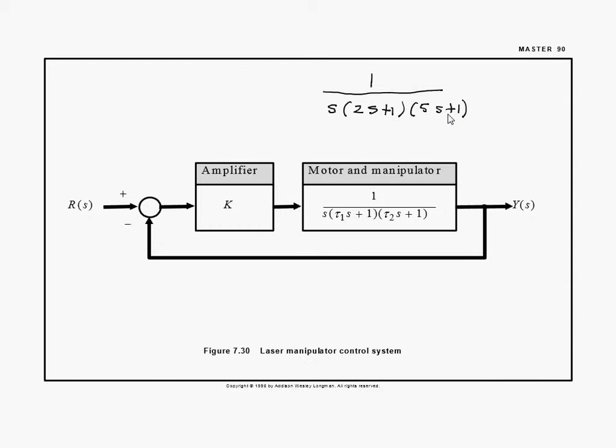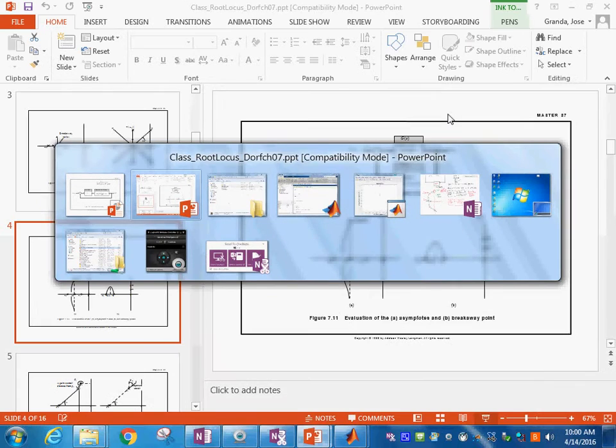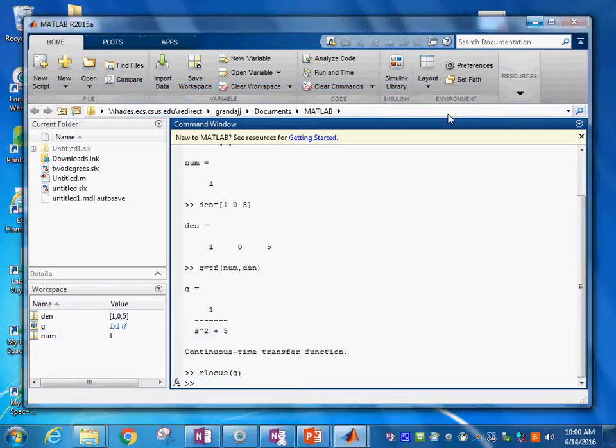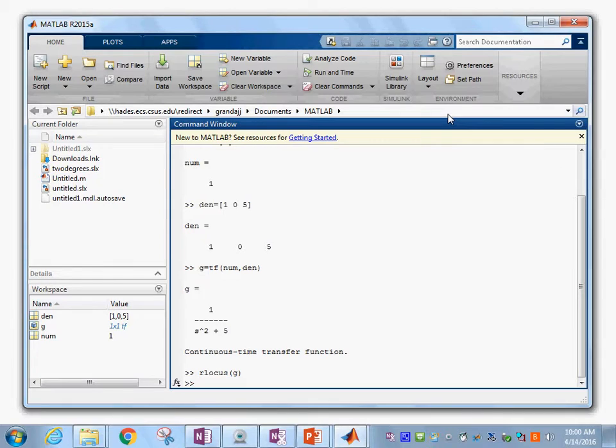So I'm going to teach you how to enter this kind of transfer function and obtain the root locus plot. So let's just go to our MATLAB. Remember the transfer function, because I don't know if we'll be able to see it again.